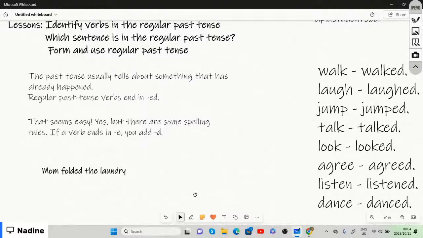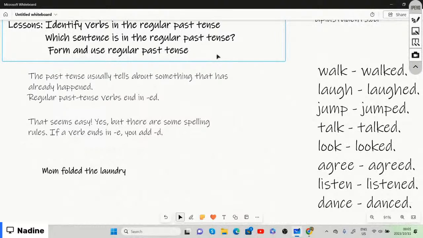And as much as it may seem quite easy, because we are only saying that you need to just add an ed to the verb, to show something that has happened in the past or something that already happened, right? But like we say, as much as it may seem easy, there are some spelling rules, right? So basically, our rule when it comes to regular past tense is to add an ed, right?